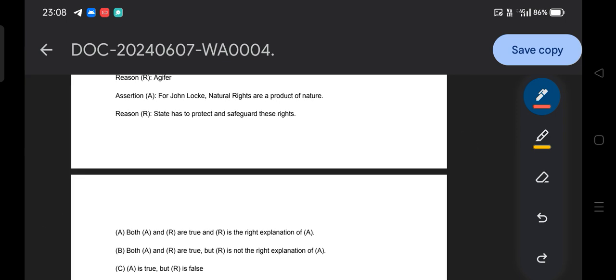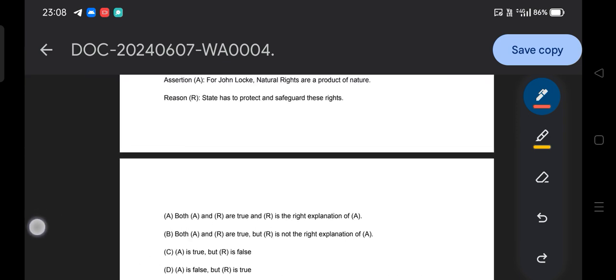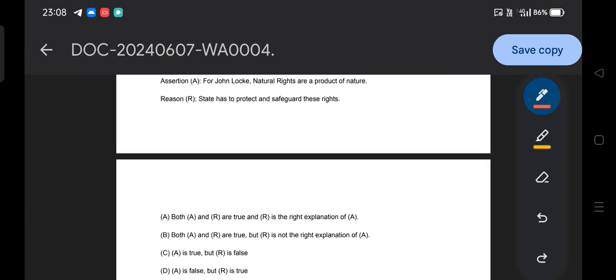Although they don't ask this in our SSB, this question helps you get better clarity of your concepts. The assertion says that for John Locke, natural rights are a product of nature. We all know that for John Locke, natural rights are life, liberty and property, a product of nature. The reason explains that the state has to protect and safeguard these rights. Why will the state protect them? Because the rights are available in nature, and the state was created for the protection of the rights. So option A is the answer.